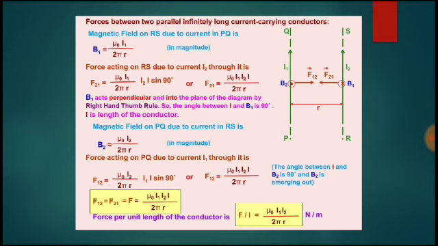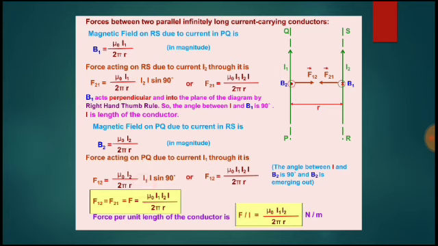The force per unit length of the conductor is F by L, which is equal to mu naught I1 I2 divided by 2 pi r. That's why I'm taking the force per unit length. Force unit is Newton and length unit is meter, therefore Newton per meter. From this, the force between the two parallel conductors is F equal to mu naught I1 I2 L divided by 2 pi r. This is the final equation of this question.